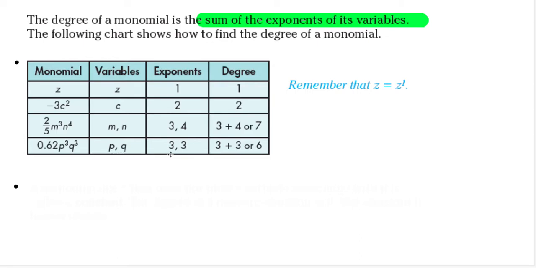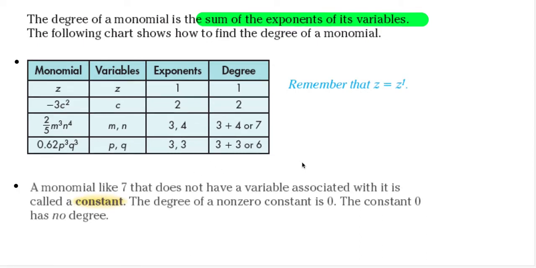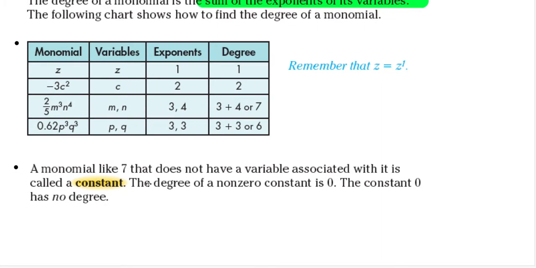The exponent of p is 3. The exponent of q is 3. We simply add the two exponents, so the degree of this monomial is 6. Okay? A monomial like 7 that does not have a variable associated with it is called a constant.